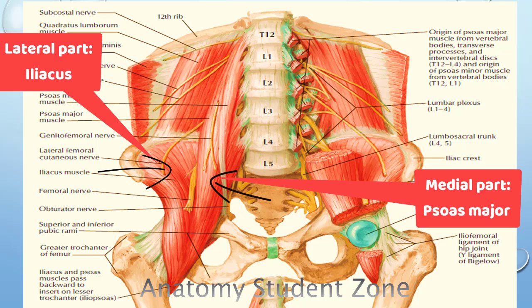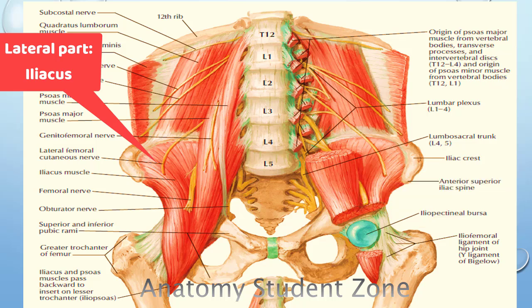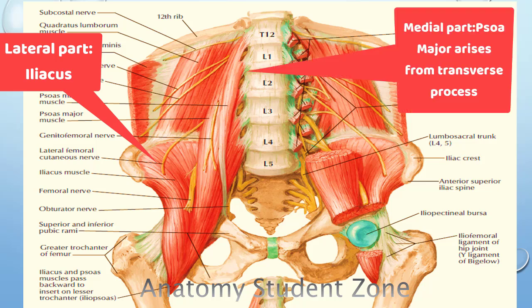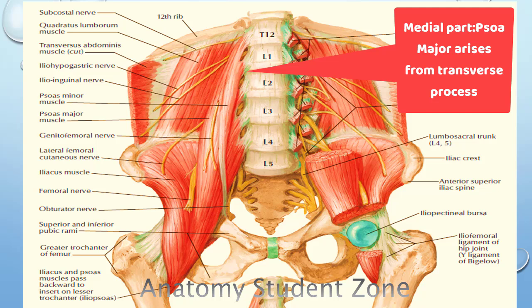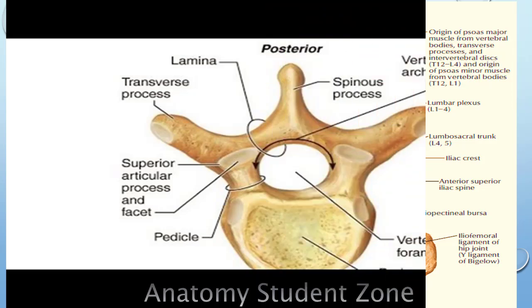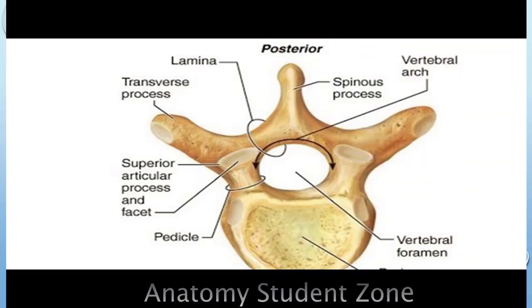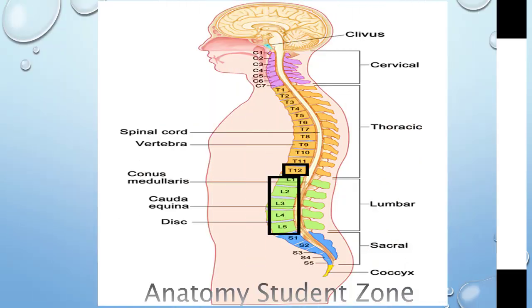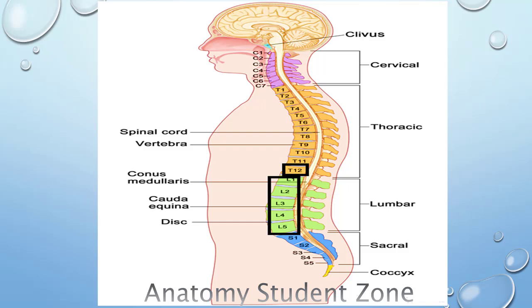The lateral part that we name iliacus, as the name indicates, arises from the iliac fossa of the hip bone. We can see here the medial part. This part is the psoas muscle. This muscle arises from the transverse processes of the 12th thoracic and the 5 lumbar vertebrae. So here in this image, one lumbar vertebra is shown. This point is its transverse process. So psoas arises from the last thoracic vertebra, that is the 12th thoracic vertebra, and all 5 lumbar vertebrae. So it is going to arise from the transverse processes of all these vertebrae that I have mentioned.